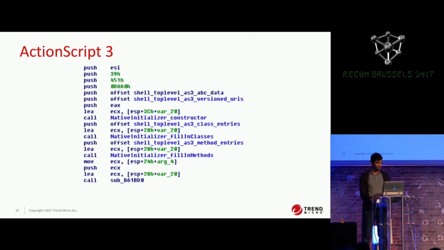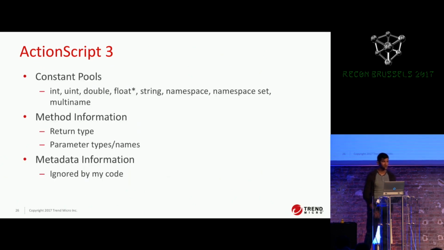And then here's just the shell top level one. Okay, cool. So in order to parse the ActionScript bytecode, not the most complicated of formats, but there are several pools that you have to iterate through. So it starts off with constant pools. What this is: int, uint, double, so on and so forth.